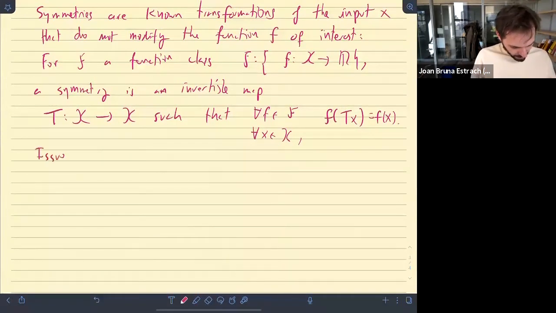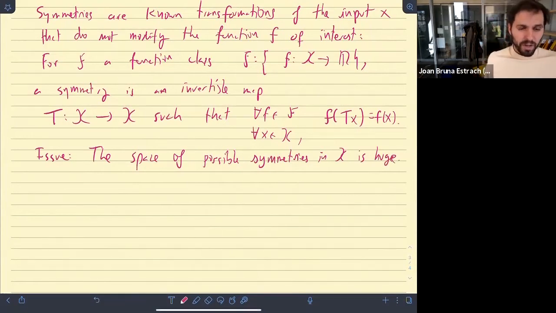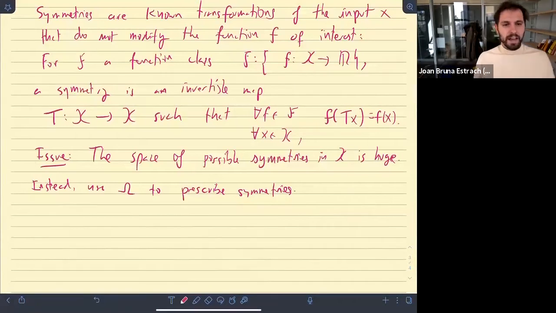An issue is that the space of possible symmetries in X is huge. X is a very high dimensional space. Imagine describing matrices, transformations that go from this high dimensional space to itself. Very large. So the whole point is that we use the domain to prescribe symmetries. Instead of using this capital X to think about symmetries, let's use the domain instead.